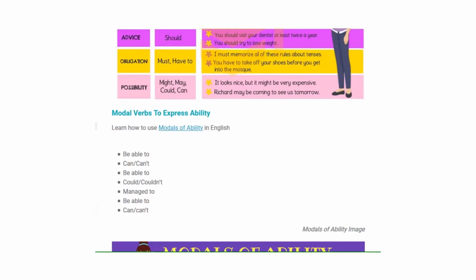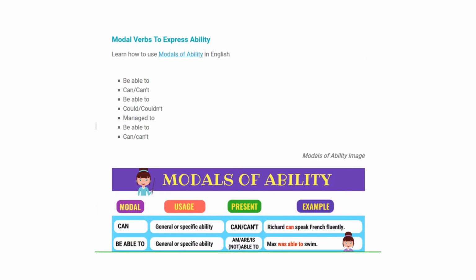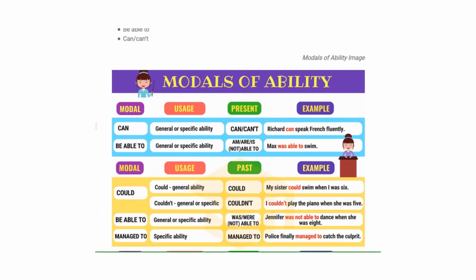So, we have modal verbs to express ability. Learn how to use modals of ability in English. We have can, can't, be able to, couldn't, manage to. So, we have modals of ability. We have can and be able to. So can is for general or specific ability. Be able to, general or specific ability too.